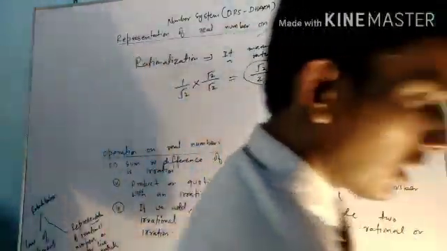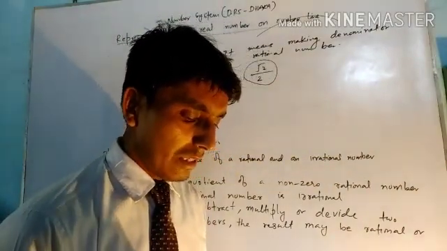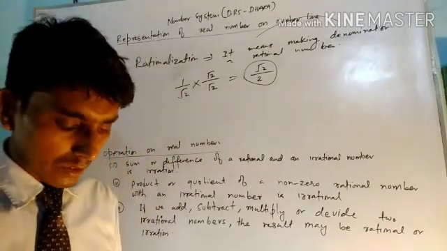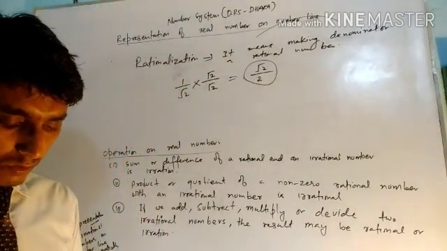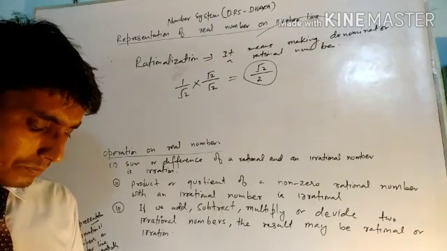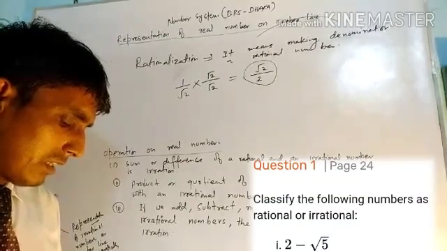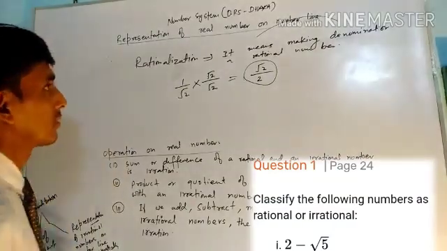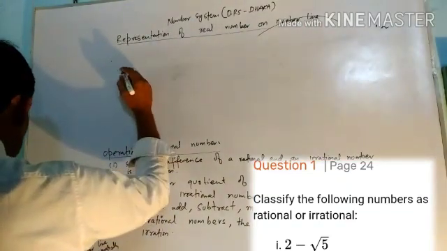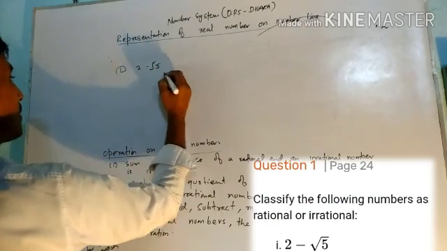So we are going to solve the exercise 1.5. One by one we will take the questions. First of all, classify the following numbers as rational or irrational numbers. The first question of our exercise 1.5 is 2 minus root 5.